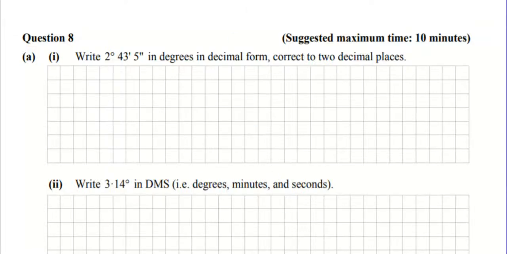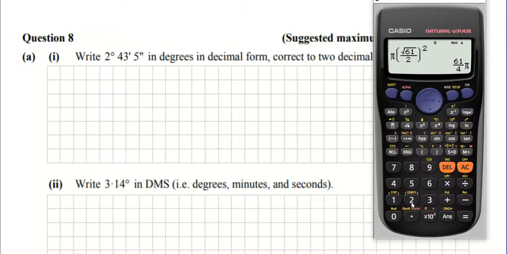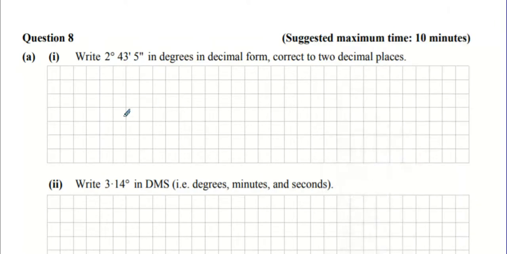Just use our calculator here. So what we got is 2 degrees, 43 minutes, 5 seconds. Enter into the calculator, press the change button. 2.718 to 2 decimal places, 2.72. Okay, that's no big deal.